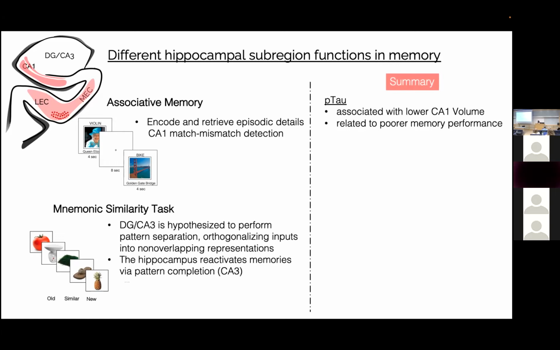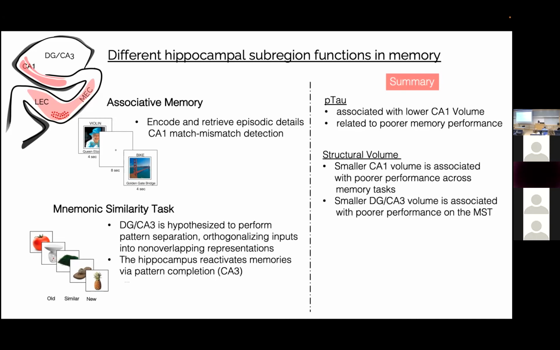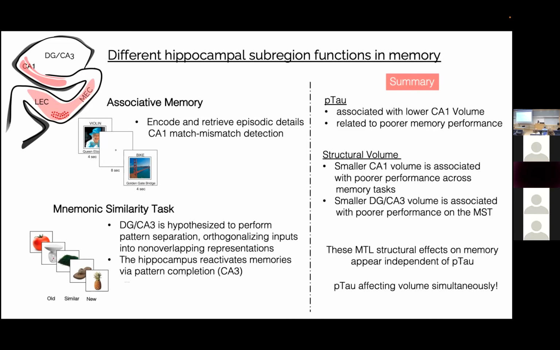But if we look at structure, CA1 volume and DGCA3 volume is associated with poor performance on these 2 memory tasks. And it's kind of this confusing relationship in which it looks like MTL structures, at least in cognitively normal older adults, appear to have an effect on memory performance that is independent of p-tau. But at the same time, we know that p-tau is affecting these volumes in CA1 simultaneously.